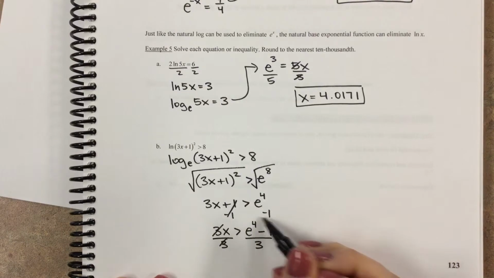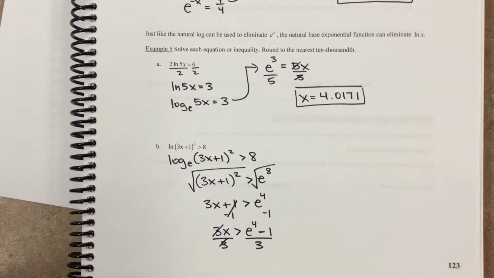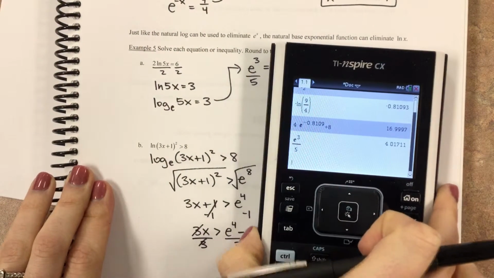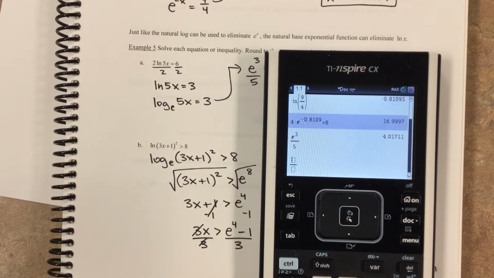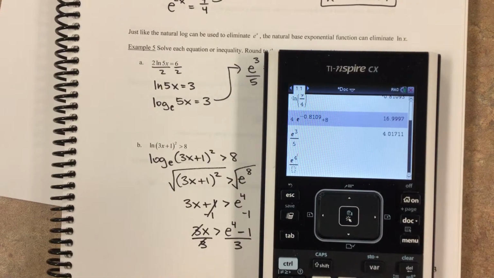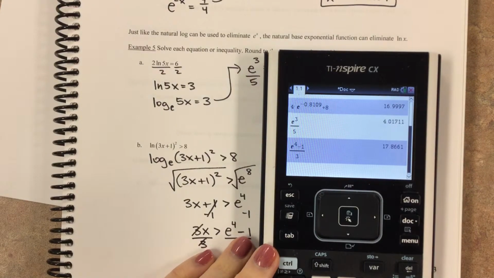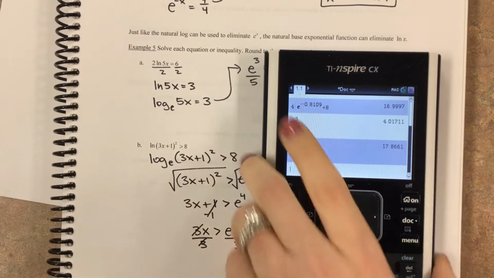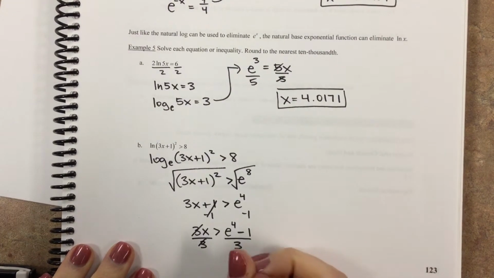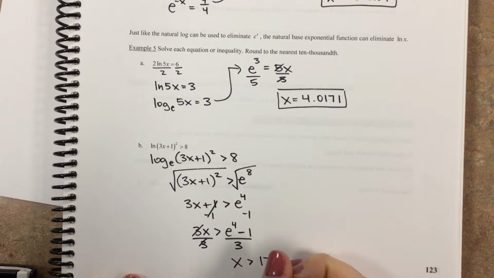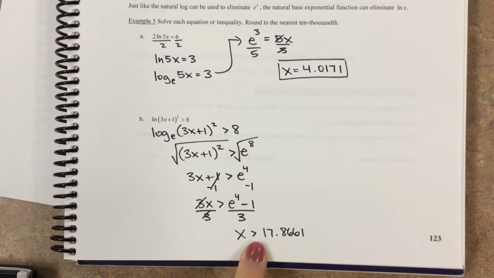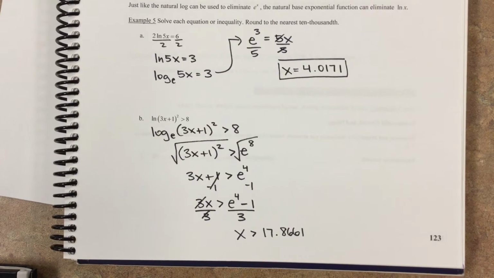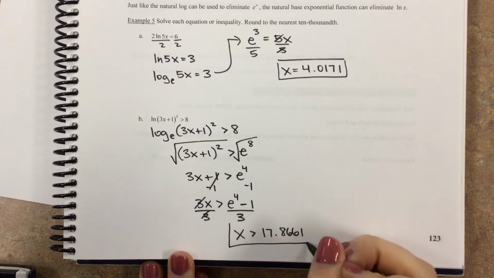So these 3's would cancel, and I'm just going to plug this beautiful thing into my calculator, and I will show you what I will get. Okay, so I will plug this in. I'm going to hit Control and then the division sign to get a fraction. I'm going to type e to the 4th minus 1, and then over 3. So that's going to give me my decimal approximation. So 17.8661. So I have x is greater than 17.8661. And because this is a greater than, I don't have to worry about my domain restriction. Remember, if it was a less than, you do have a domain restriction.